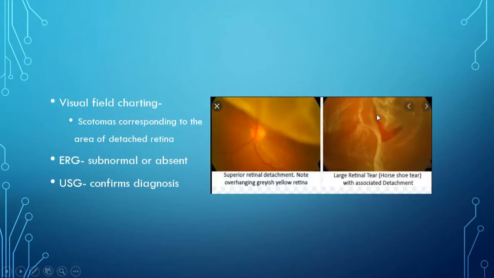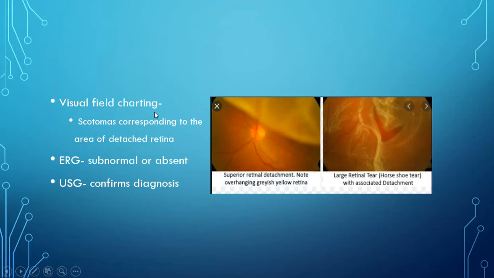So here, look at this picture. This is nothing but a rhegmatogenous type of retinal detachment. The retina is detached and an associated horseshoe-shaped retinal break is visible in this picture. So similarly, horseshoe-shaped or slit-shaped or round breaks or anterior dialysis of the retina can be present.